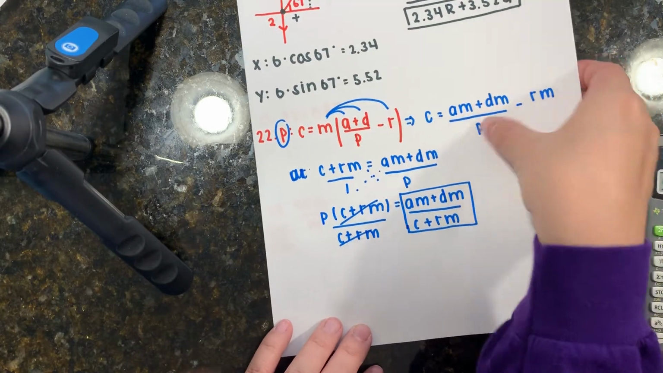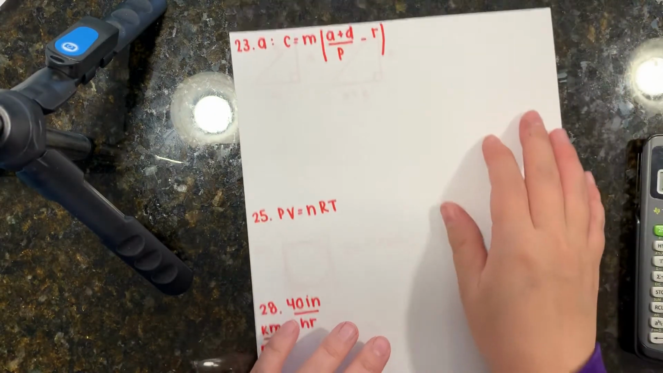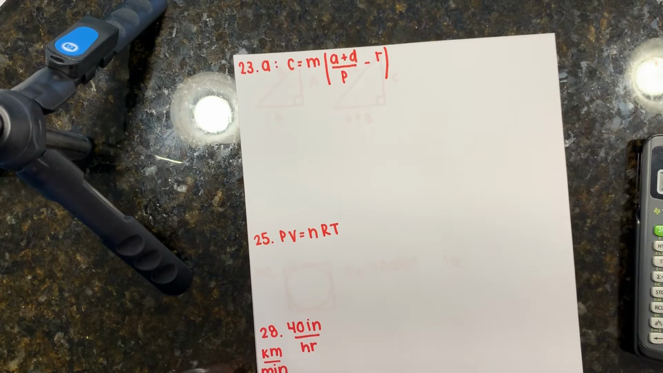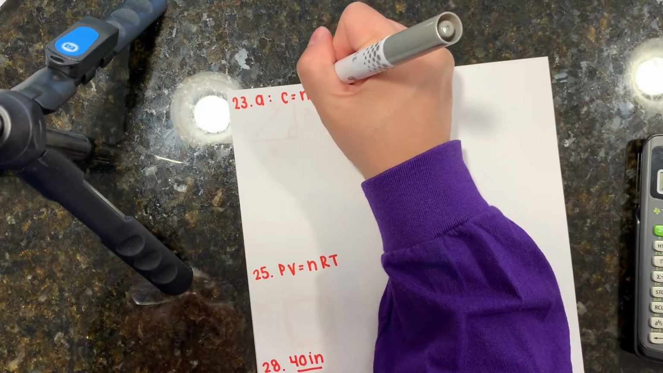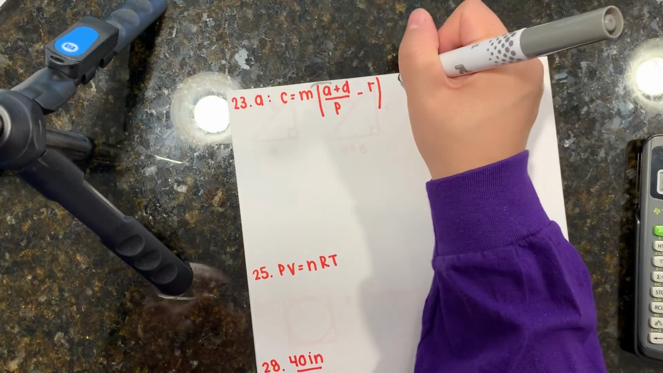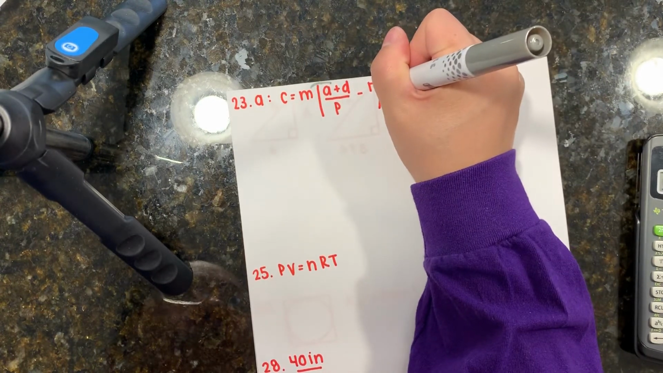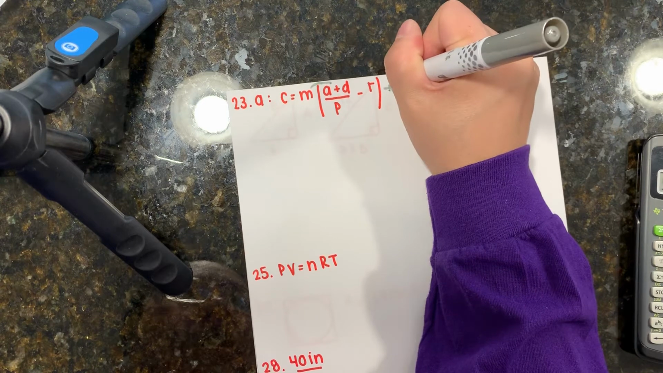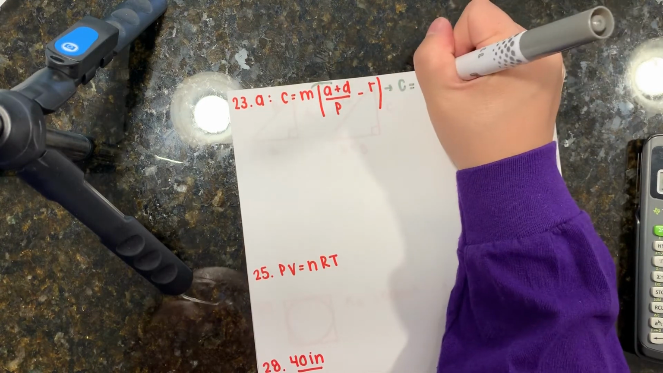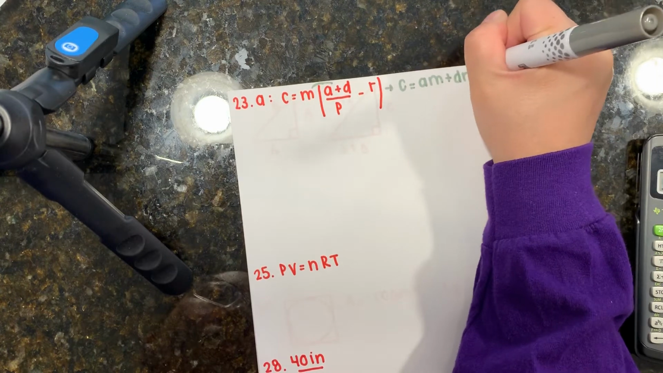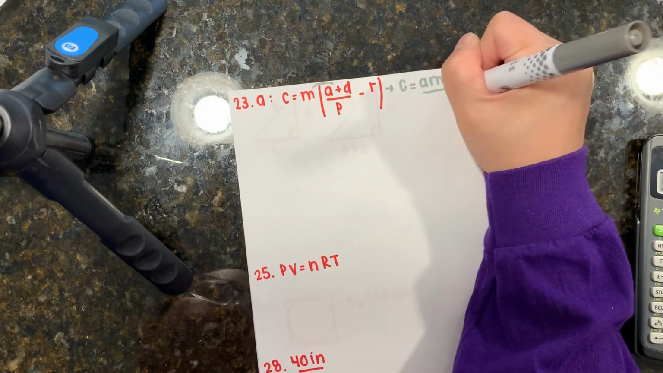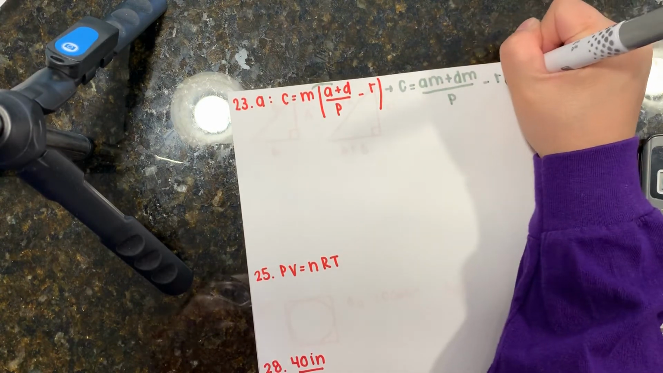Now moving on, we're going to look at number 23. It's going to be similar to that last one. This one we're solving for A. So what I'm going to do first is I'm going to distribute the m again to the numerator. And that would give me C is equal to AM plus DM over P minus RM.